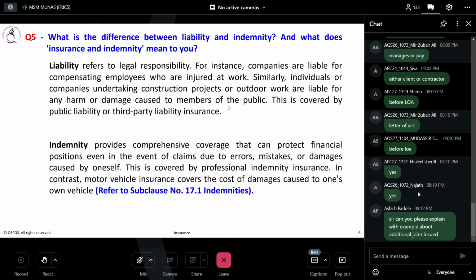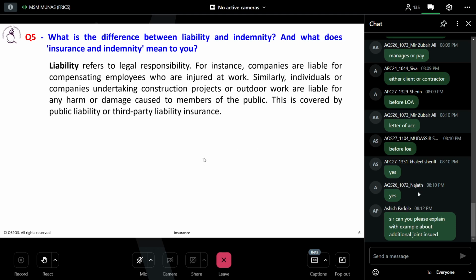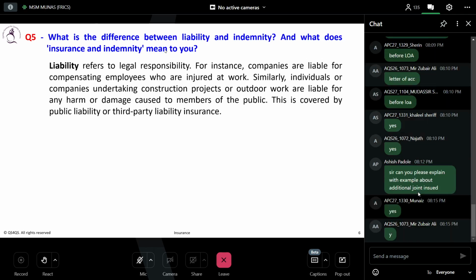So here I have put an example. Companies are liable to pay employees. If the employees are not paid, are they able to go to court? What do you think? Can they sue the employer for not paying them? We have a separate labor code, isn't it? So that means liability. They can't escape from there.